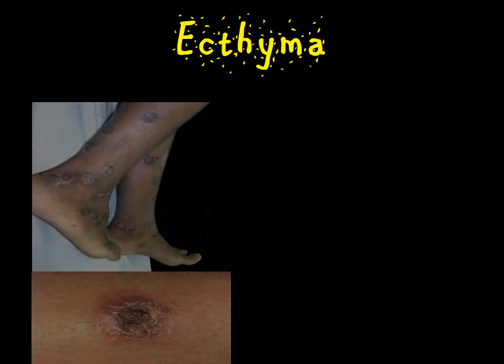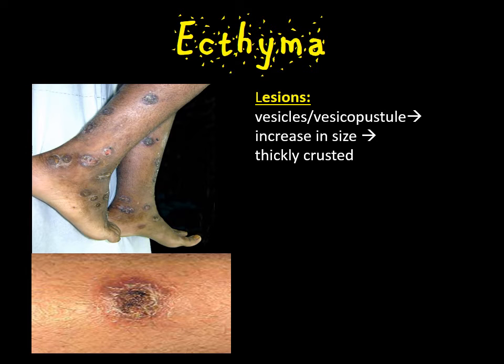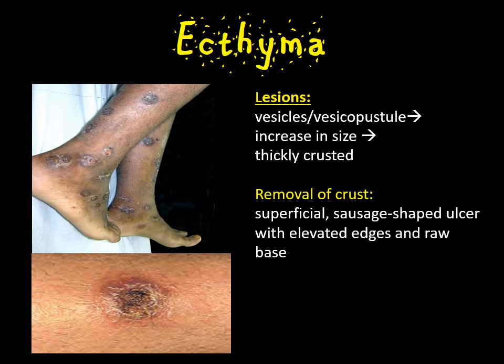Ecthyma extends into the dermis. It is often referred to as the deeper form of impetigo. Removal of the crust results in superficial sausage-shaped ulcers with elevated edges and raw base. Ecthyma lesions are slow to heal but do respond to appropriate antibiotics and local wound care. Prognosis is favorable.